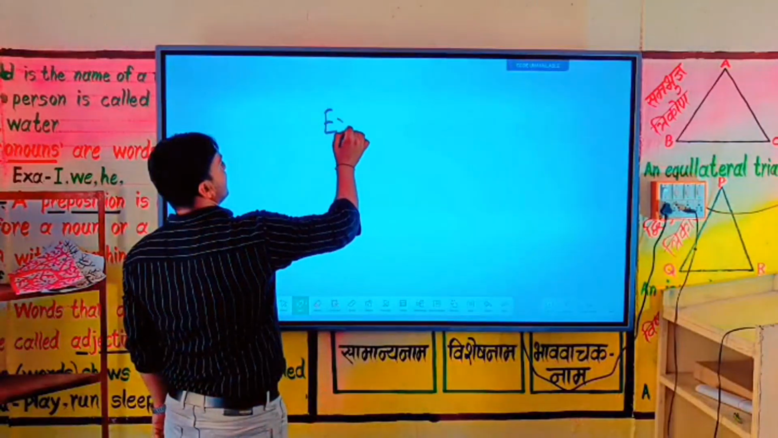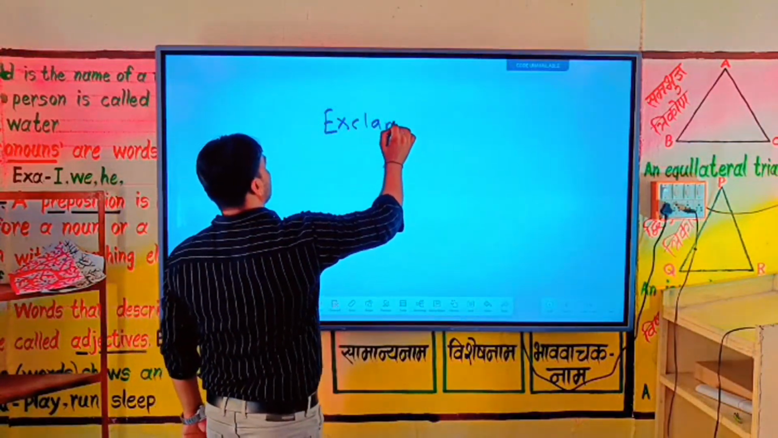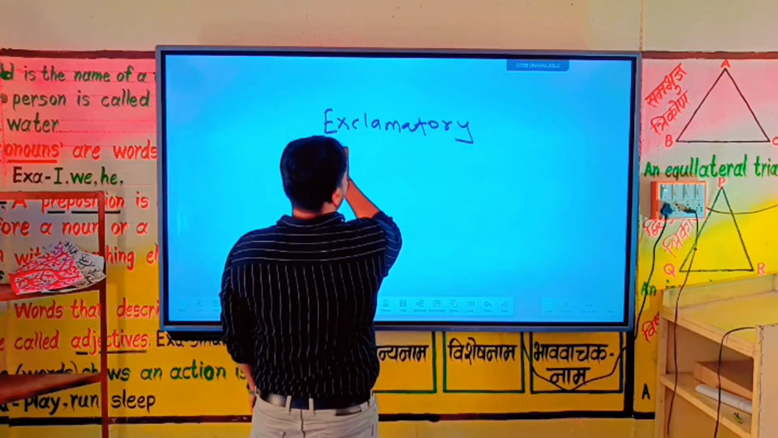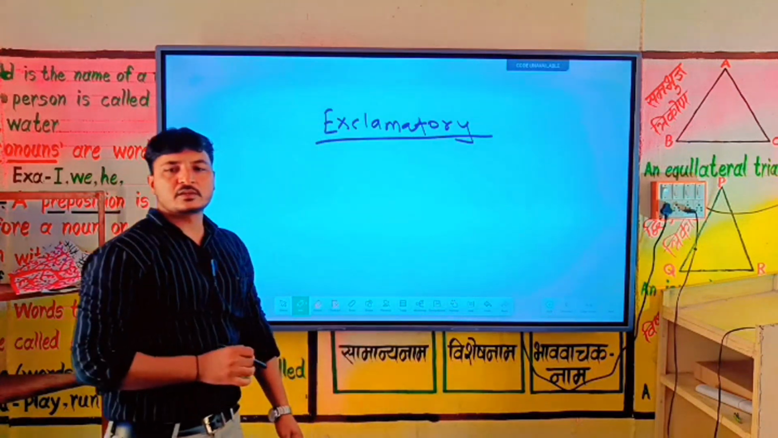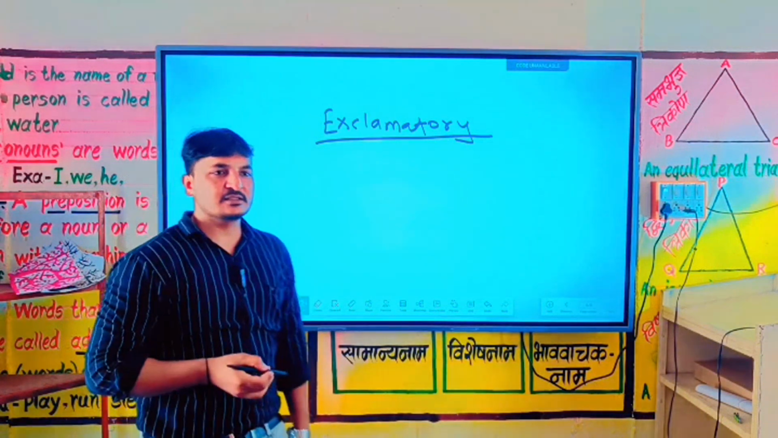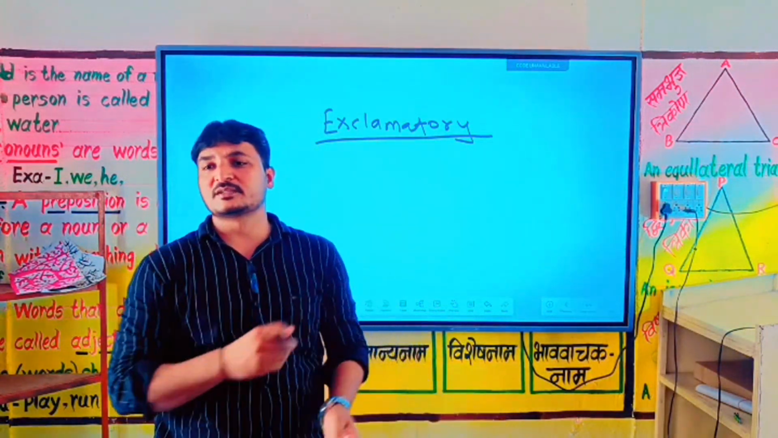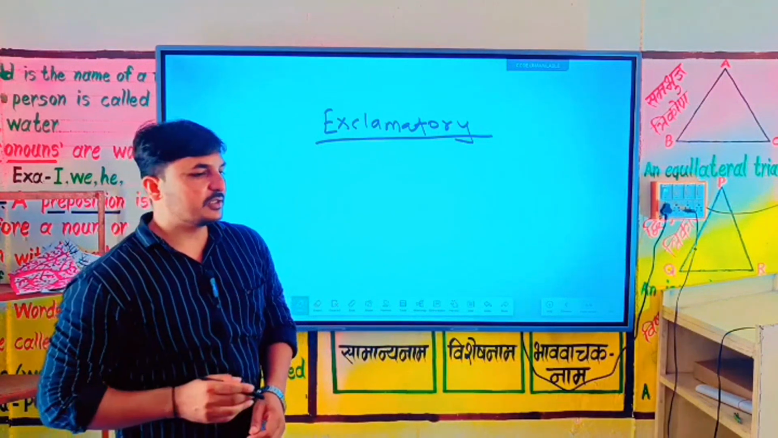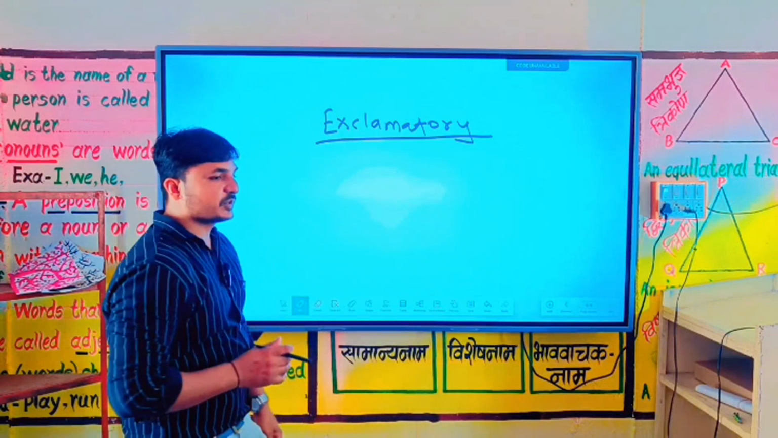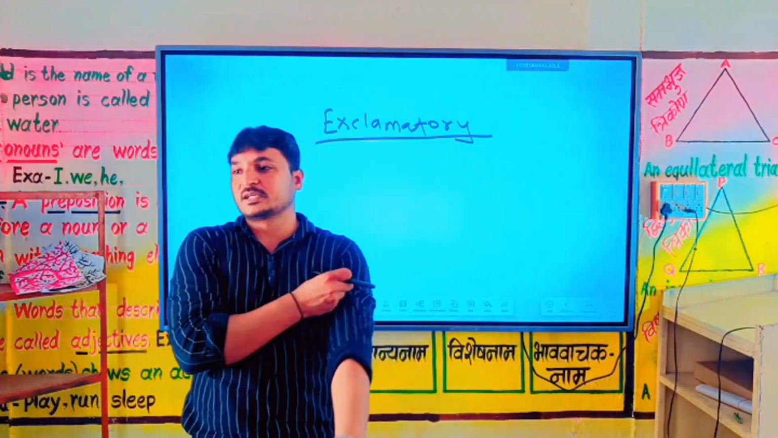Last one is the exclamatory sentence. Okay, exclamatory sentence. Now, how can we recognize an exclamatory sentence? आपण कसं ओळखतो बरं exclamatory sentence? मला first of all tell me what is the meaning of exclamatory sentence? Yes, correct, उद्गारवाचक वाक्य. Then how can we recognize it?